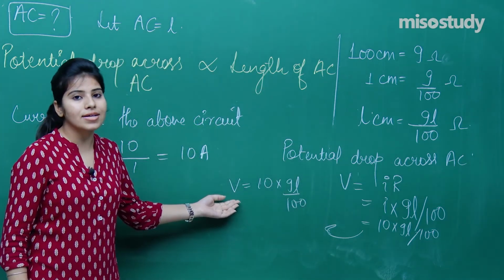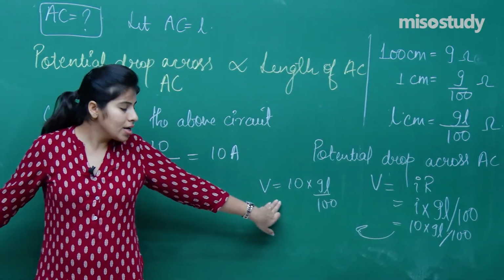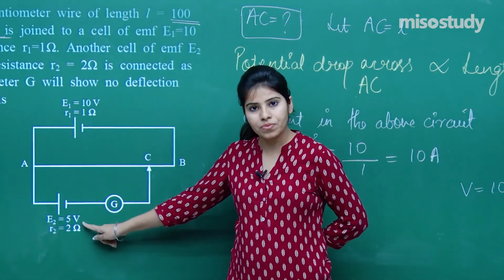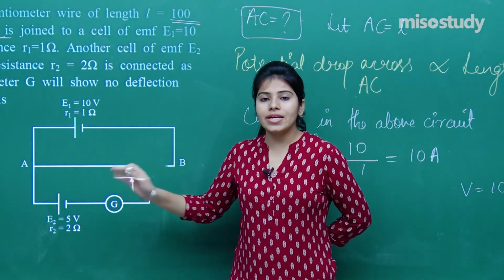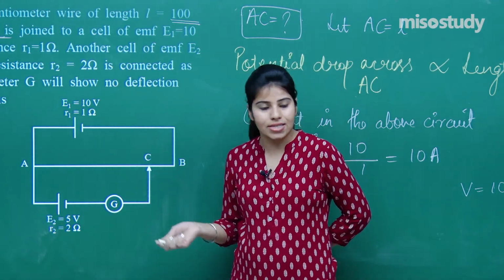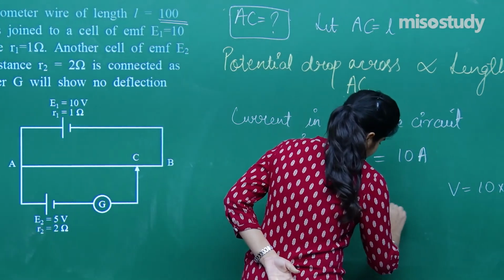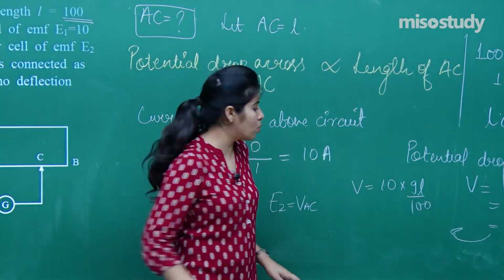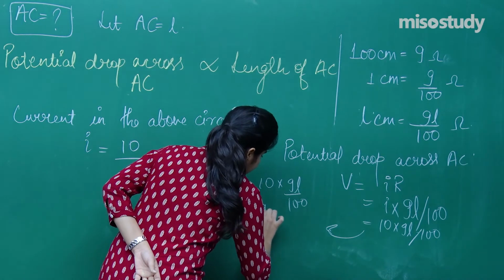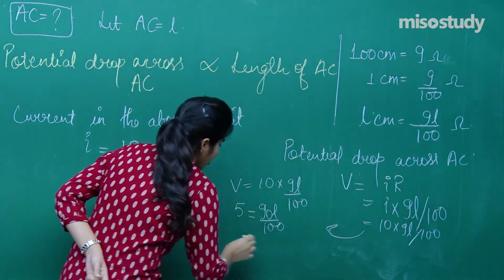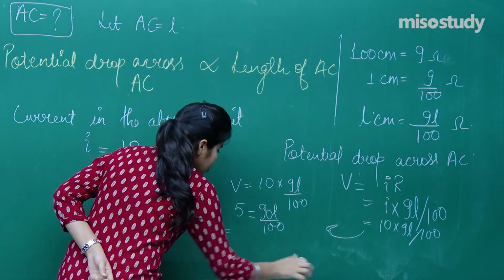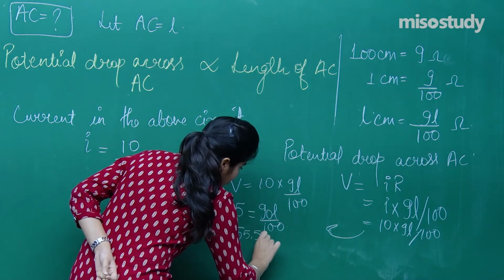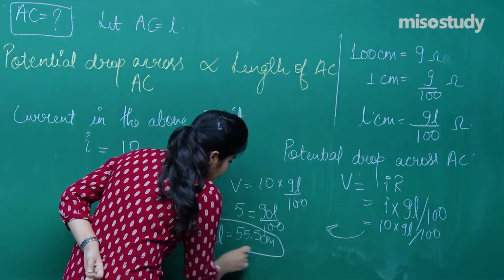Now here I know that the terminal potential difference is equal to 5 volt. So here E2 is nothing but equal to VAC. So I am just putting the value of E2 over here, that means 5 volt, 5 equals 90L upon 100. Or you can find out the value of L from here. The value of L will come out to be 55.5 centimeters something, and that will be your answer.